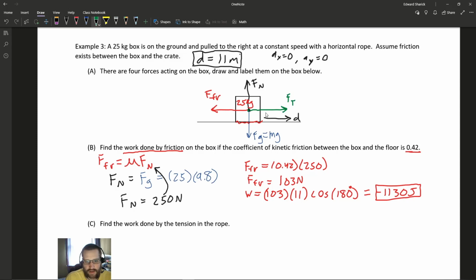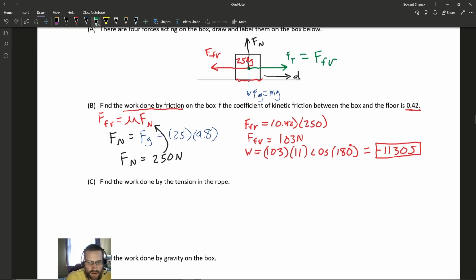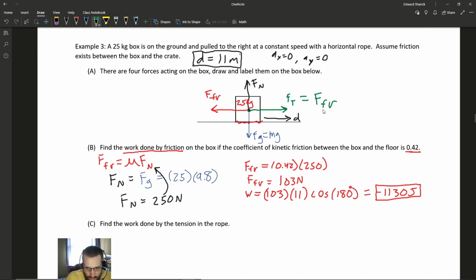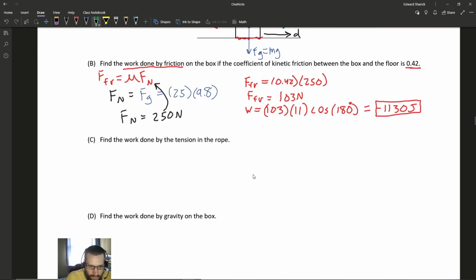If tension is acting to the right and friction is acting to the left, and those are my only two forces in the x direction, and my acceleration in the x is 0, this means that my tension force is going to also be equal to my friction force. And if this thing's moving at a constant speed, then if my forces are equal, then my work values are going to be equal. The only thing that's different here is going to be the sign. And we can show this through our math here.